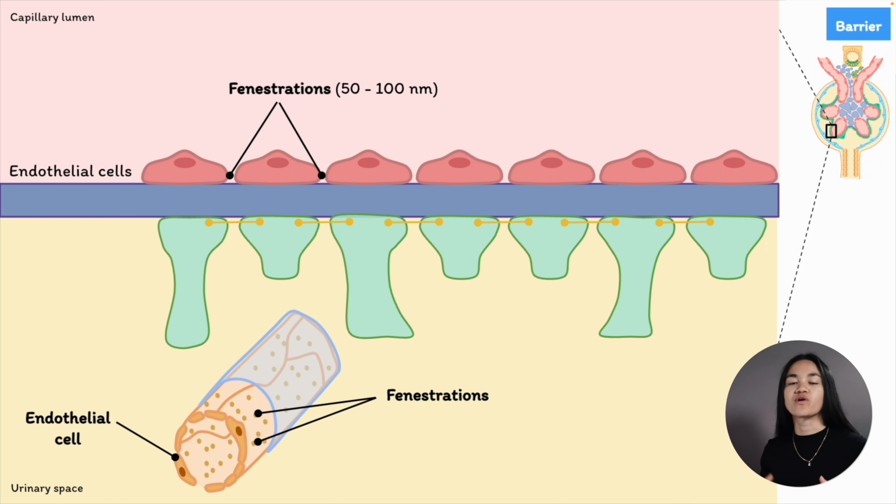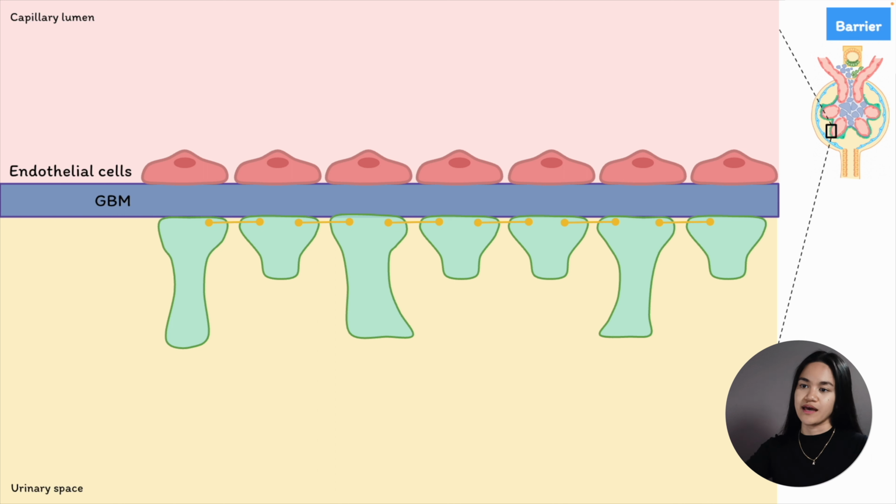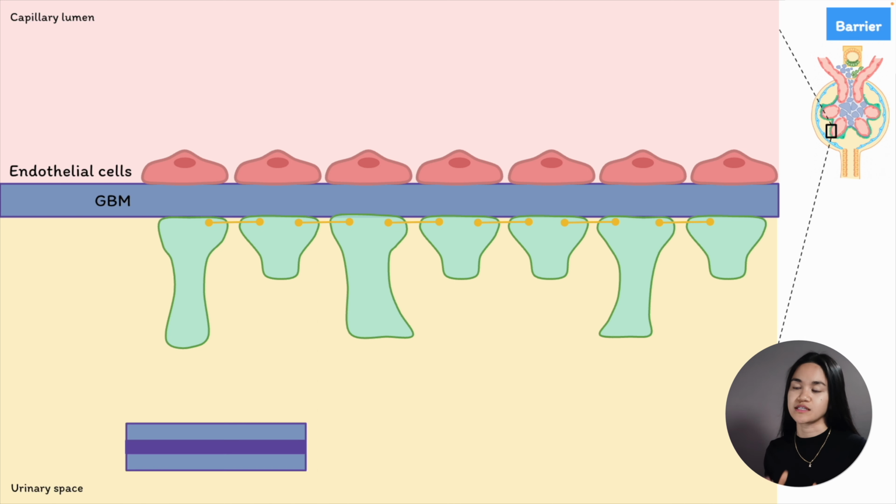We're going to go through what can and can't pass through this barrier in a minute when we get to the selectivity of this filtration barrier. That's the first layer, the fenestrated endothelial cells, with the openings having a diameter of 50 to 100 nanometers. The next layer surrounding the endothelium is the glomerular basement membrane, and this membrane has 3 sublayers.